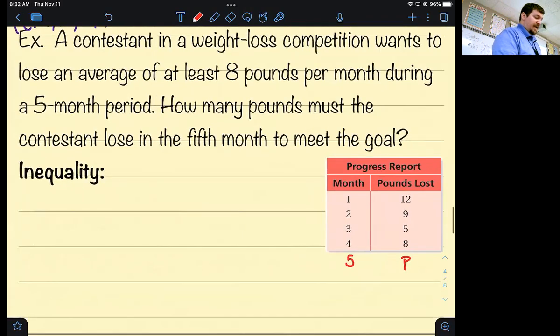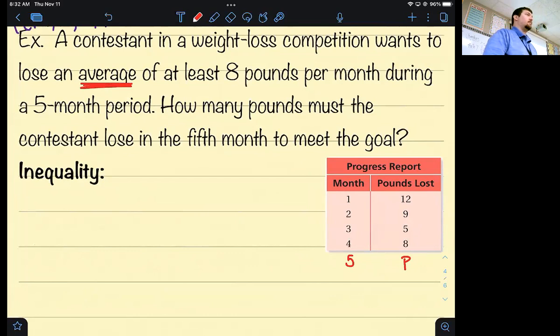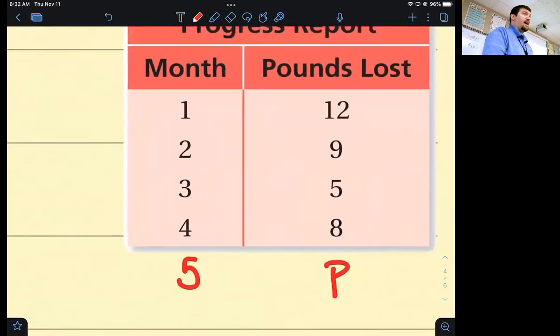Now, do you guys remember taking averages in 5th and 6th grade? Explain how to find the average of a group of numbers. Add them together and then divide by how many numbers there were, right? So in a 5-month period, how many numbers are we going to have? 5. So we're going to divide something by 5. If I'm taking the average of 5 numbers, I should add the 5 numbers together. Here are my 5 numbers: 12, 9, 5, 8, and P is our missing 5th number.